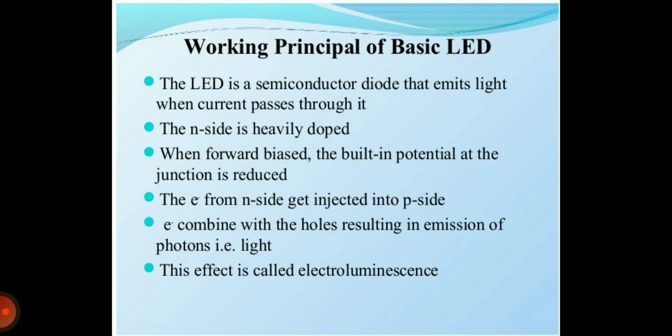Now, working principle of LED. The LED is a semiconductor diode that emits light when current passes through it. The N side is heavily doped. When forward biased, the built-in potential at the junction is reduced. The electrons from the N side get injected into the P side. Electrons combine with holes, resulting in emission of photons, that is light. This effect is called electroluminescence.